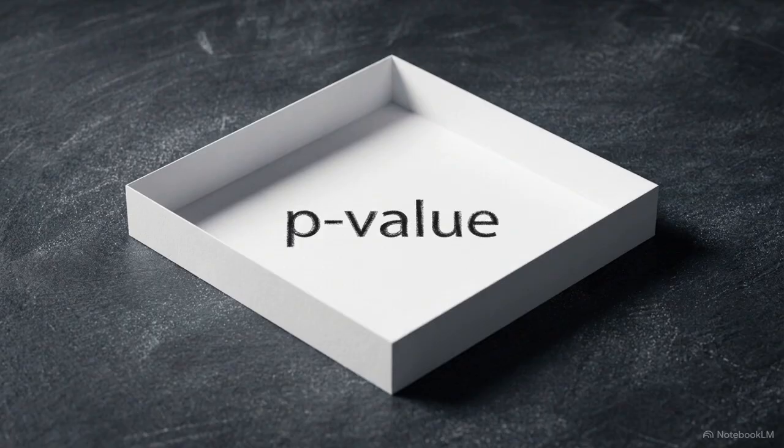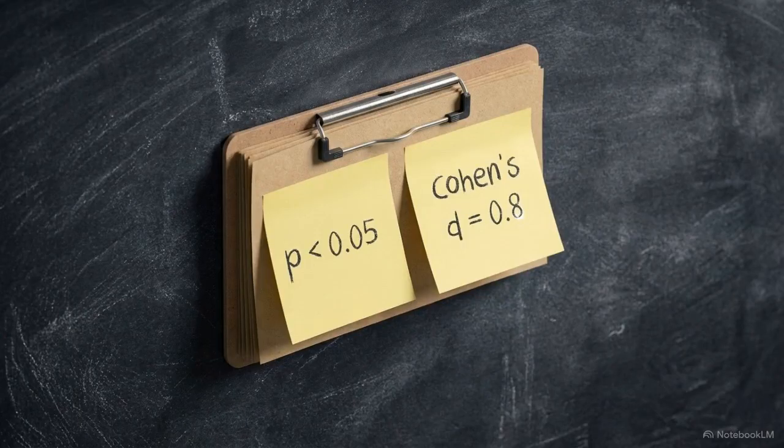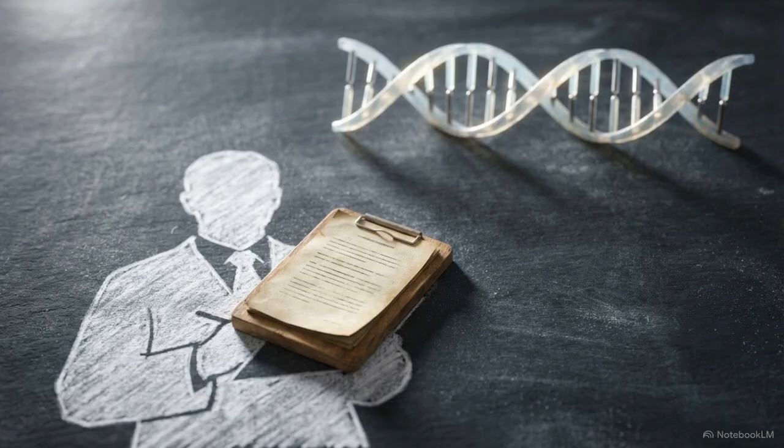Robust scientific truth cannot be captured by a single probability score. It requires the context of p-values, the magnitude of effect sizes, and precise confidence intervals to prove a mechanism is both mathematically real and biologically relevant.